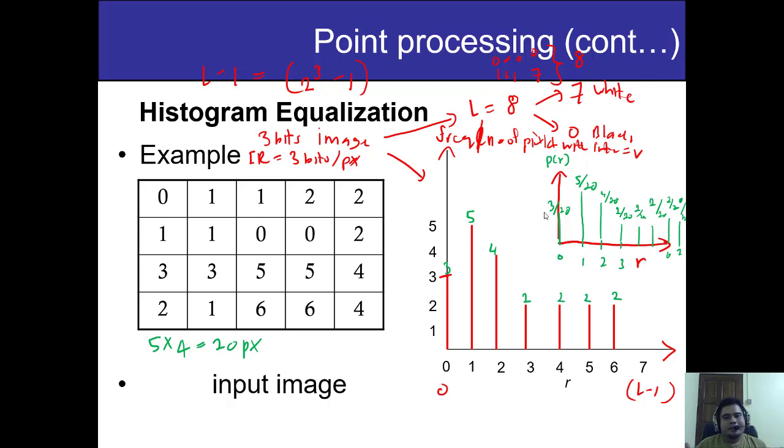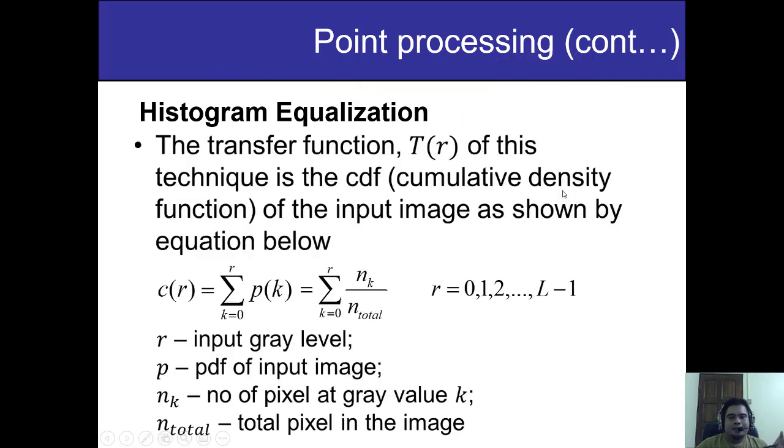So in this histogram equalization, we need that PDF, because once you have the PDF, then you can execute this formula, by having a summation of each and every probability distribution function over here. Then you can get your cumulative distribution function, which is your transformation function.